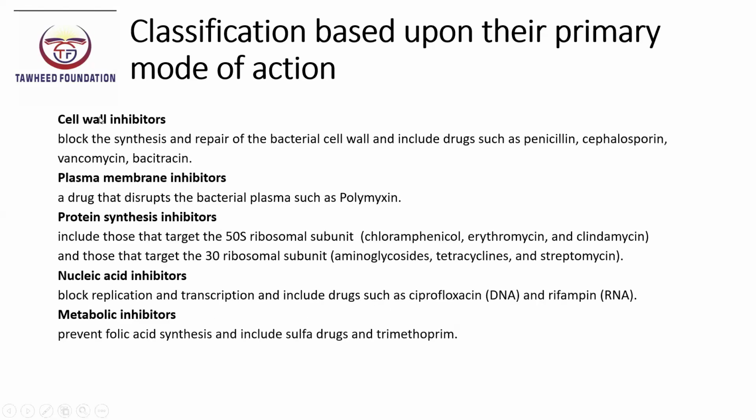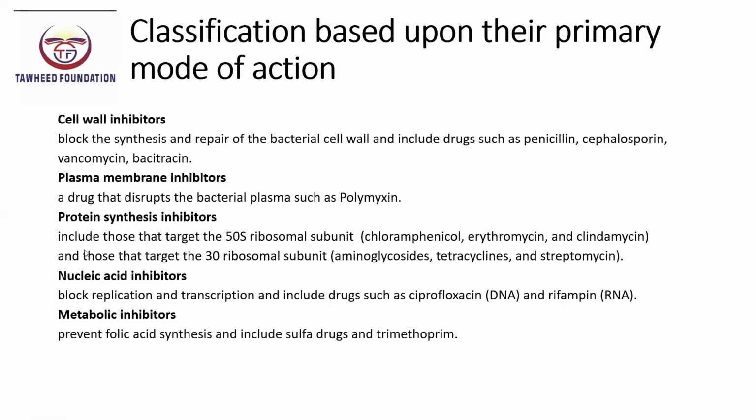So one by one, we'll see all these. Cell wall inhibitors block the synthesis and repair of the bacterial cell wall and include drugs such as penicillin, cephalosporin, vancomycin, and bacitracin. Plasma membrane inhibitors are drugs that disrupt the bacterial plasma membrane, such as polymyxin.